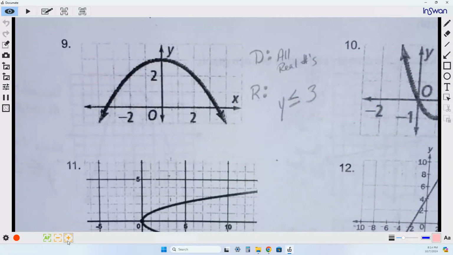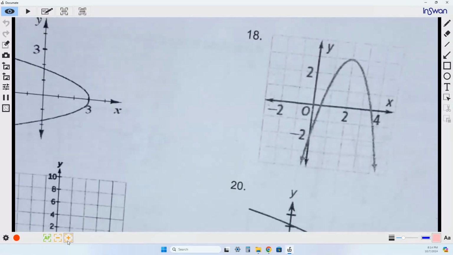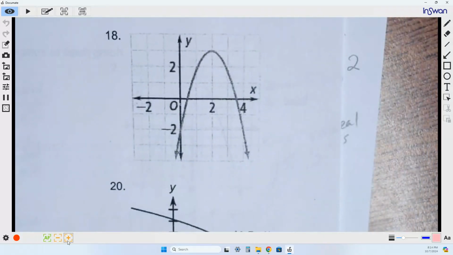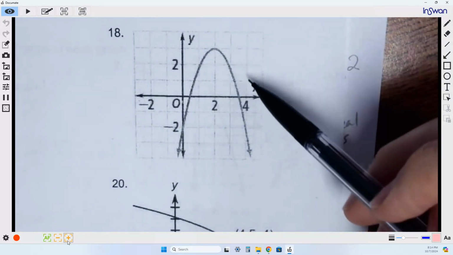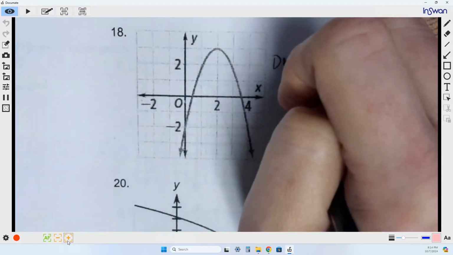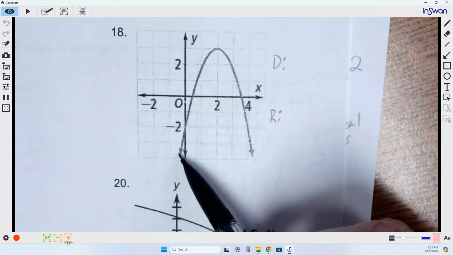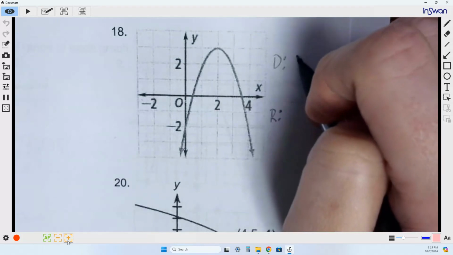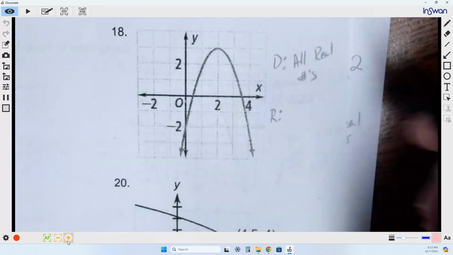Okay? I'm going to skip to the next page. And let's look at question 18. Okay? Same type of thing. I want you to look. Notice my parabola. So my domain and my range. My domain left to right, it's going forever. So it's going to be all real numbers.